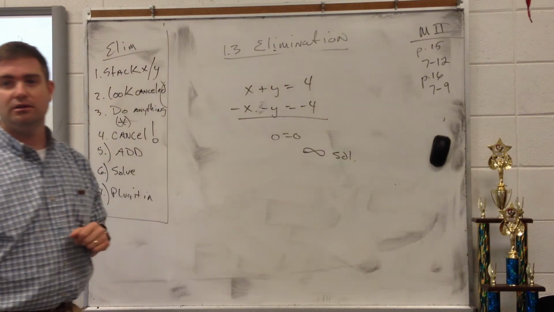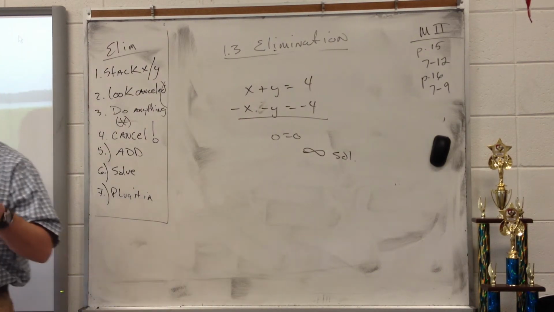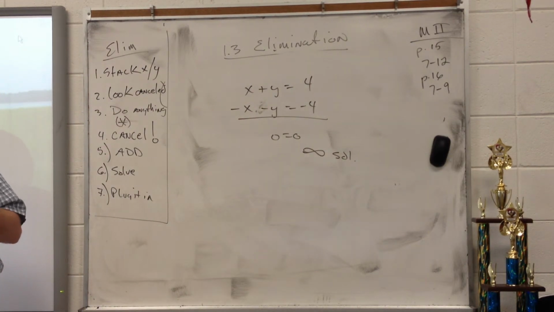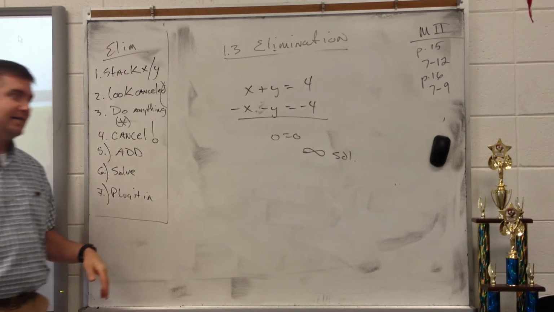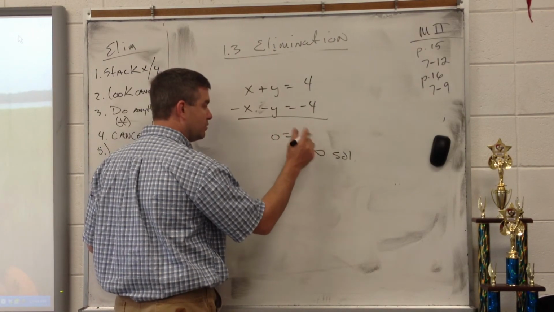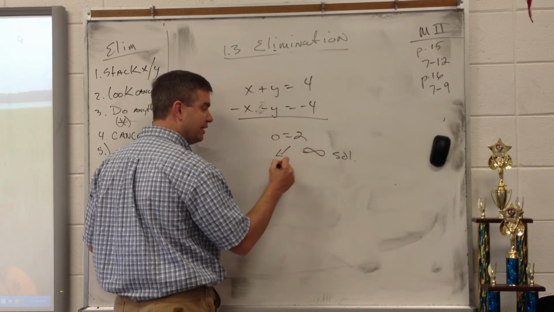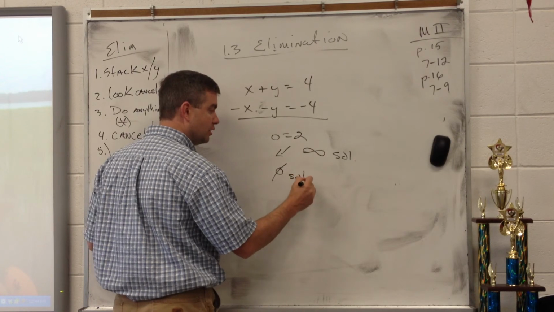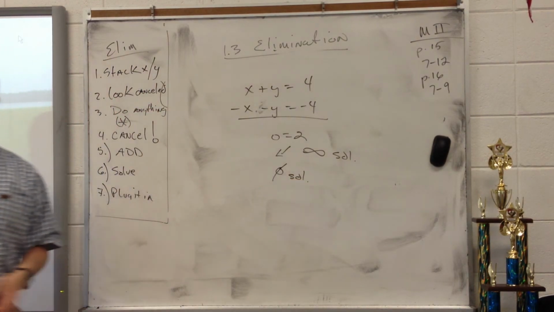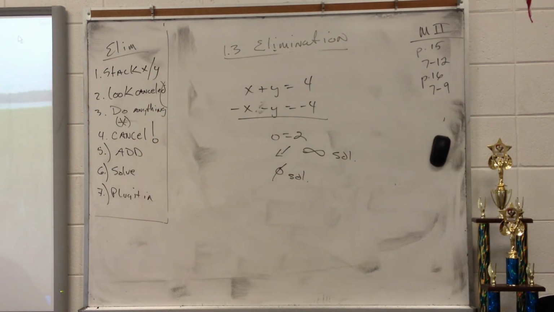Write that down. If you get a true statement, just like substitution, where 0 equals 0, then you can say infinitely many solutions. On the flip side, if you were to get 0 equals 2, then what would your answer be? No solution. So same thing. If you get a true statement, the answer is infinitely many. If you get a false statement, the answer is no solution. Questions?